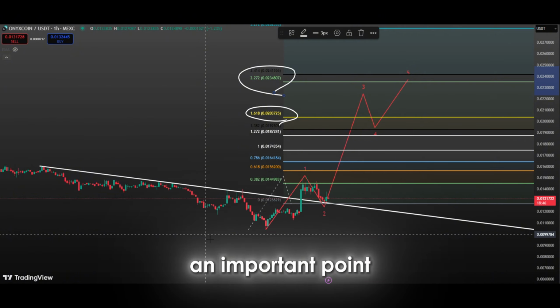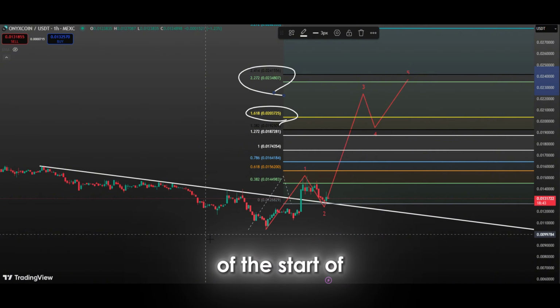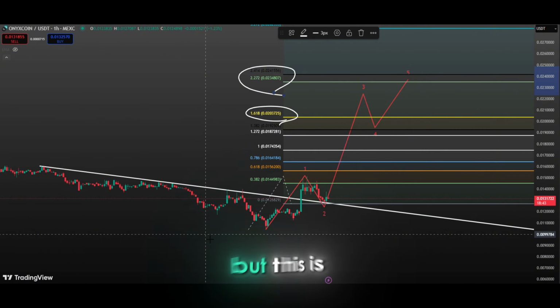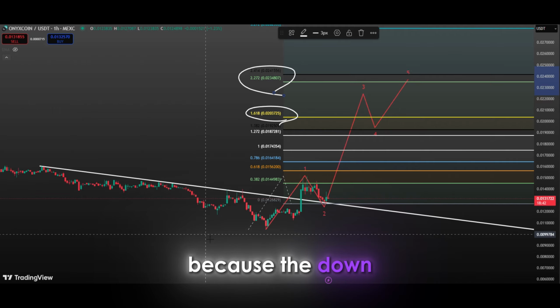However, there is an important point to note here. If the price dips below the bottom of the second wave, according to the Elliott wave theory, this pattern loses its validity and the possibility of the start of the third wave disappears. But this is less likely to happen because the downtrend is broken.